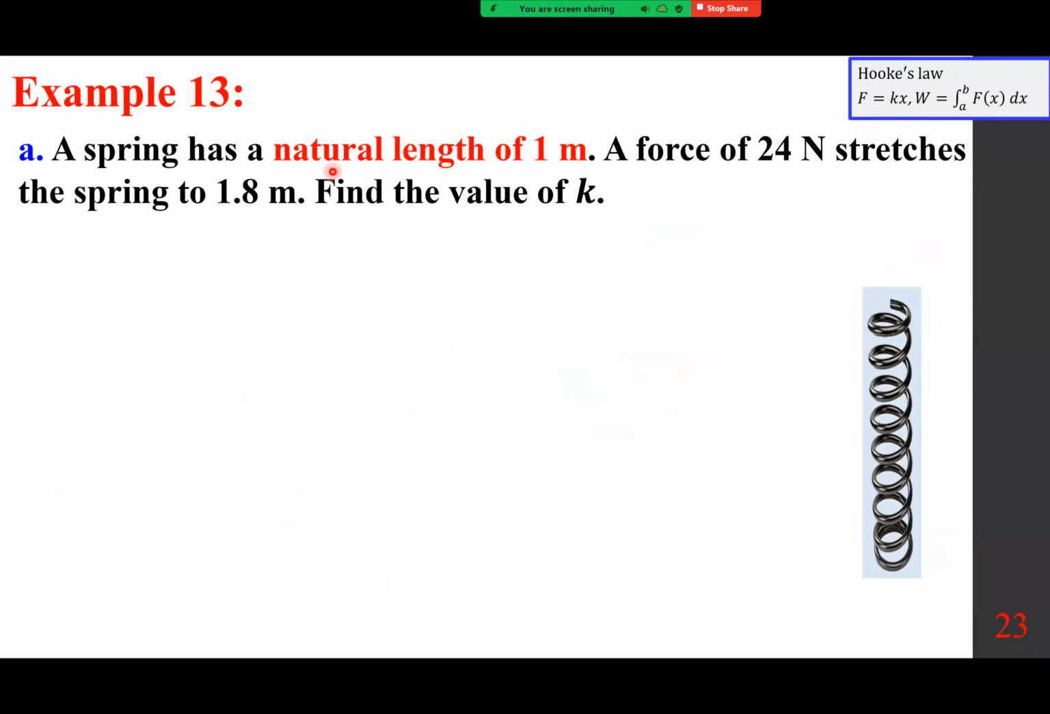A spring has a natural length of 1 meter. A force of 24 Newtons stretches the spring to 1.8 meters. Find the value of K, the constant of the spring. So let's see what happens. Let's write the given.